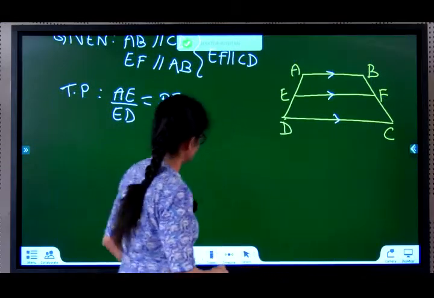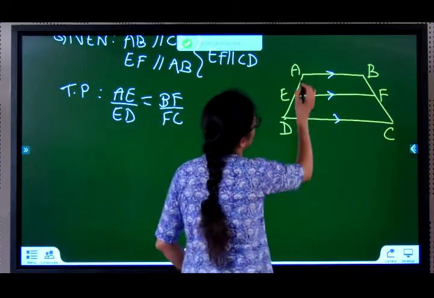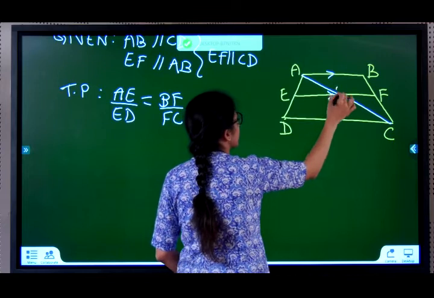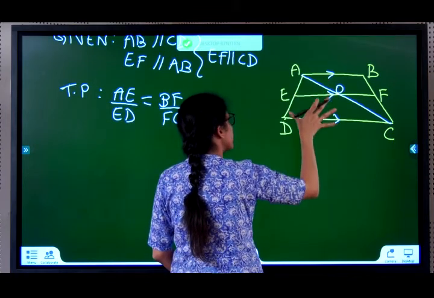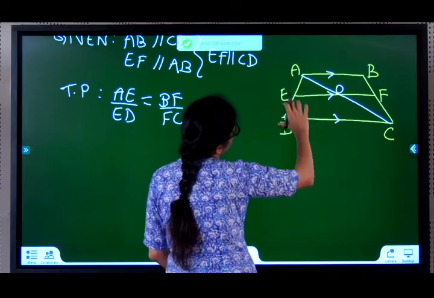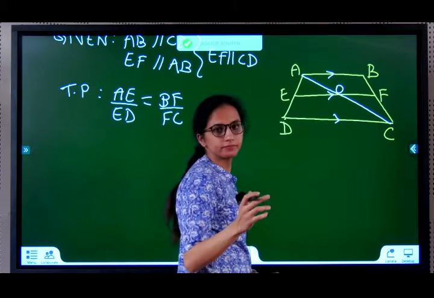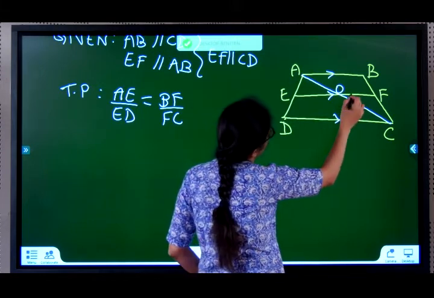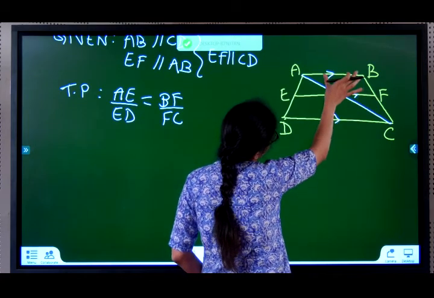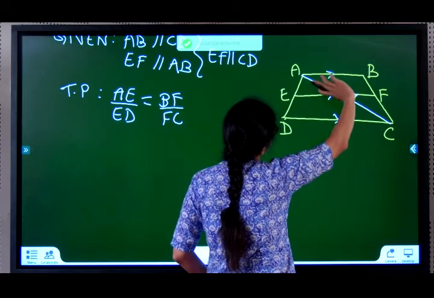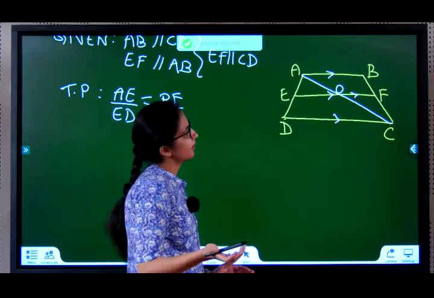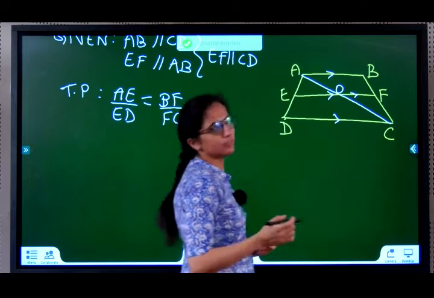Now, how do we prove this? See carefully. Join either A to C or B to D, anything. I am joining A to C. Let us call this O. EO is parallel to CD. Yes? So, can I say AE by ED is equal to AO by OC? BPT. Coming to this part of the triangle, OF is parallel to AB. Can I say OC by AO is equal to CF by FB? Yes, I can.